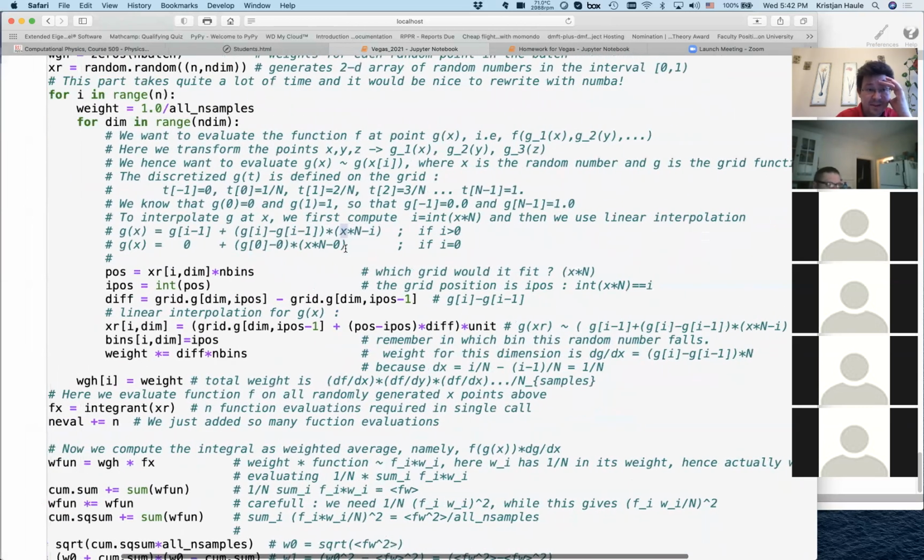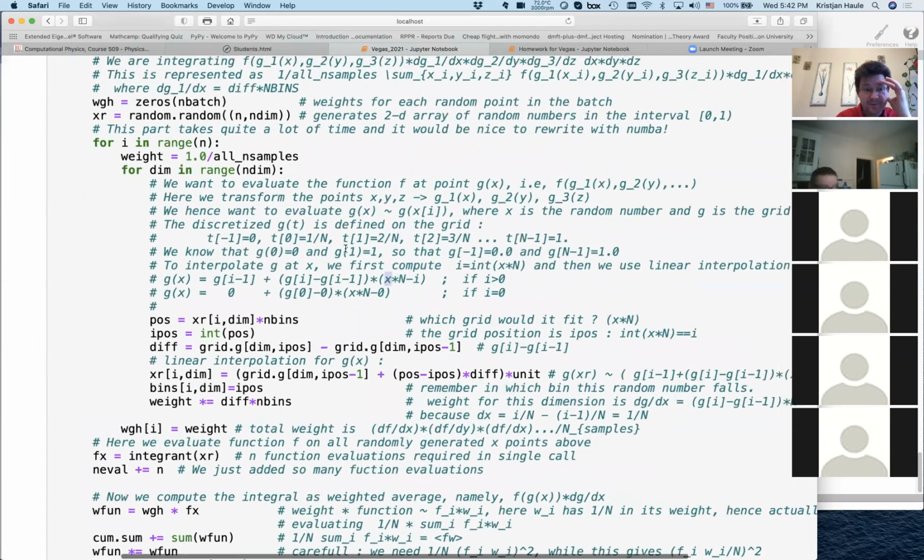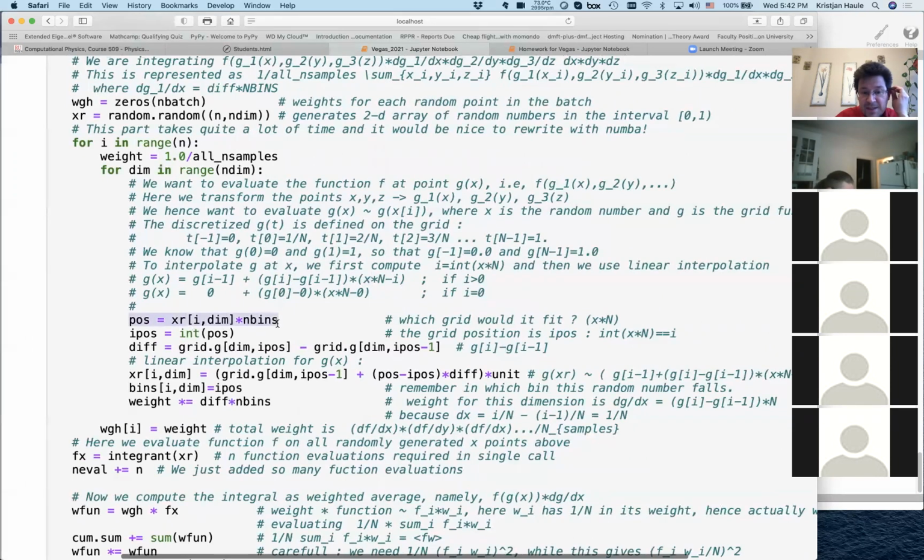Okay, so how is this done in practice? The first step here is to calculate just x times n. So xr are all our random points. This is a two-dimensional array of random points, and we take each random point here one at a time. Random point i here, where i is from the batch and dim is from the ndim. We take one random point and multiply it with the number of bins. This is again like doing x times n. Then we take the integer value of this, so this is a typecasting. We take the integer part of this pos, which we call I pos. And this I pos is actually the grid point, the I that we need.